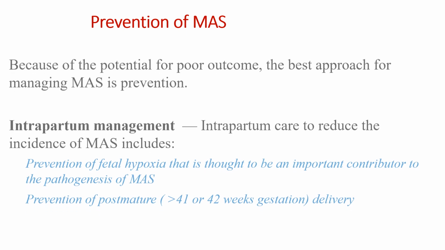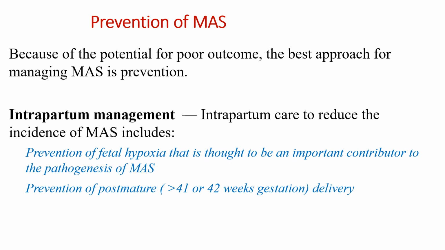Regarding prevention, because of the potential for poor outcome, the best approach for managing meconium aspiration syndrome is prevention. Intrapartum prevention: intrapartum care to reduce the incidence of MAS includes prevention of fetal hypoxia, through following the labor appropriately with a partograph, which is a very important contributor to the pathogenesis of meconium aspiration syndrome, and also prevention of post-maturity. If a baby is more than 42 weeks, the pregnancy should be terminated.